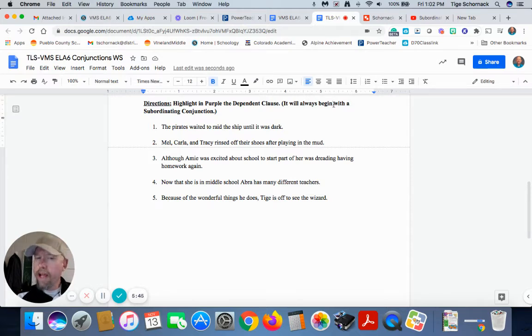But is to in our list of subordinating conjunctions? No, pirates, it is not. Yes, Precious, it is not. To is actually a preposition, but here it's acting as an infinitive. So the independent clause is the pirates waited to raid the ship. Now, the dependent clause is until it was dark, because we see that until it was dark begins with the subordinating conjunction until. So we're going to highlight the whole phrase until it was dark.